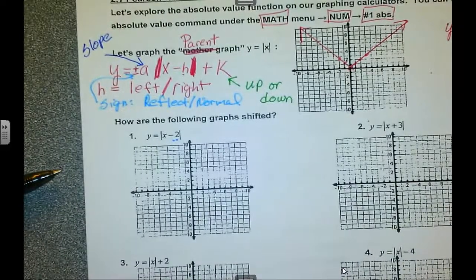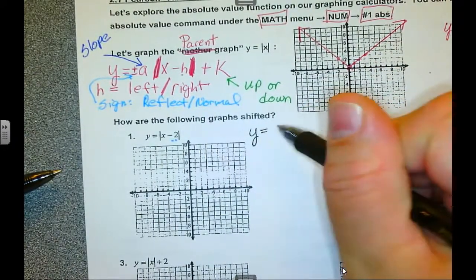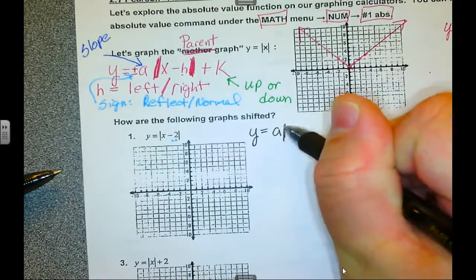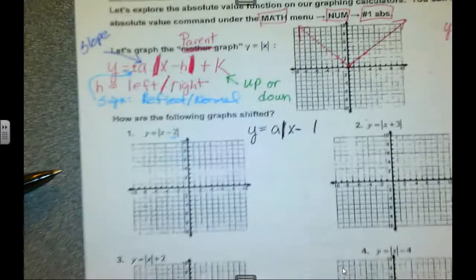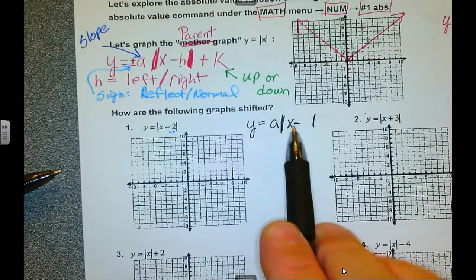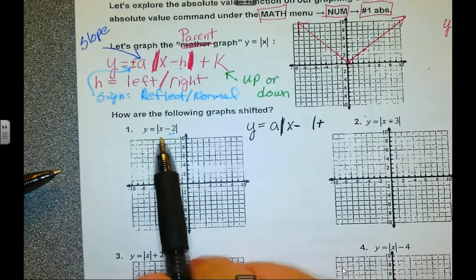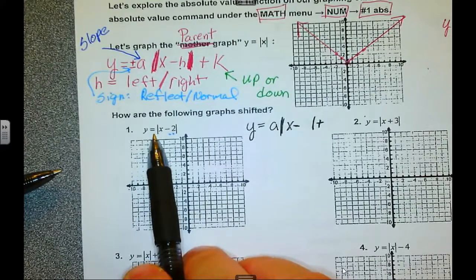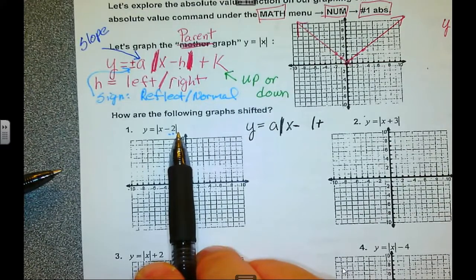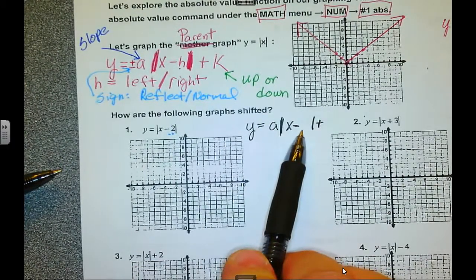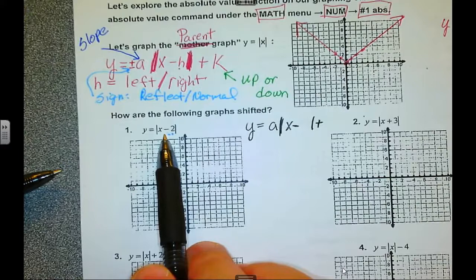Remember, my formula doesn't change. I have y equals a absolute value of x minus h, and then plus k. These never change. That minus sign never changes. This plus sign never changes. So, I've already got my a is 1, so it's not showing up. My x is there, my minus sign is there, so what do I have? A positive 2 that I would put in there. In other words, you're going to go the opposite way of the sign inside the absolute values.